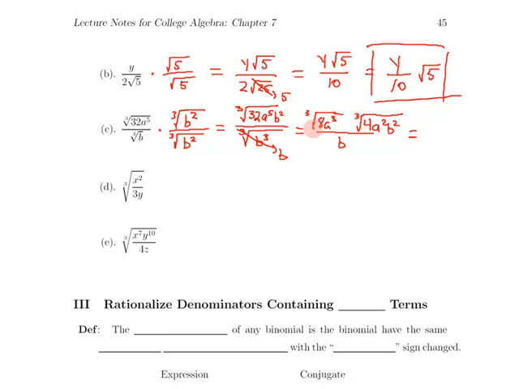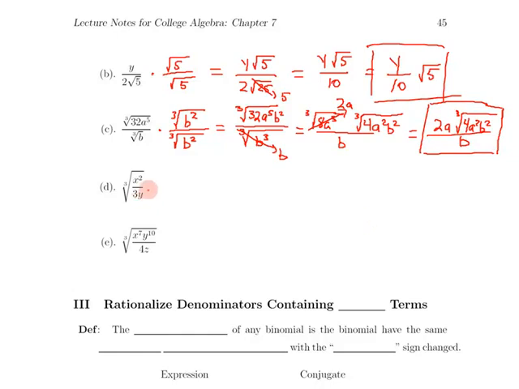All right, now take the cube root of 8a cubed, I get 2a. So that gives me 2a times the cube root of 4a squared b squared all over b. There's my final answer. All right, let's look at example D.